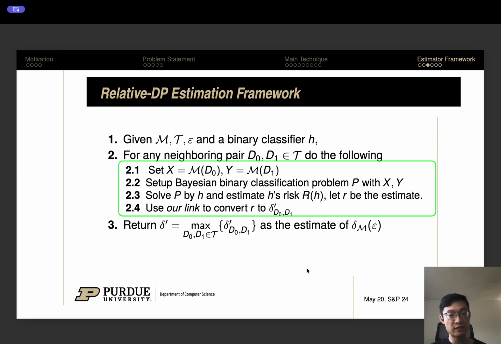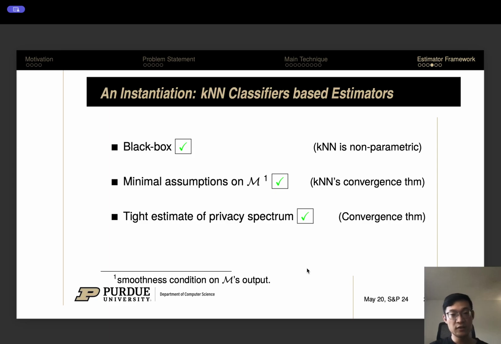So here we list the relative DP estimation framework, which converts the binary classifier to estimators. So at a high level, for every neighboring input pair, it uses our link to compute an estimate of the indistinguishability spectrum, and then returns the maximum over them as the estimate of the privacy spectrum. We later construct an instantiation of our framework using the KNN classifier and show that the KNN classifier satisfies all the desired properties that we want. So please check our paper for the more formal description and proof.